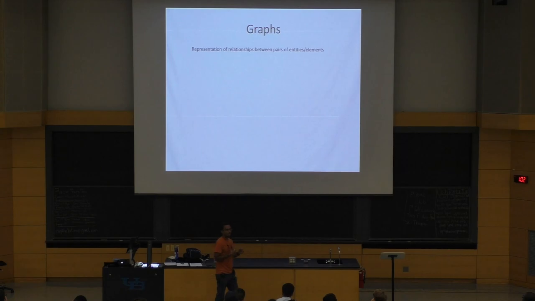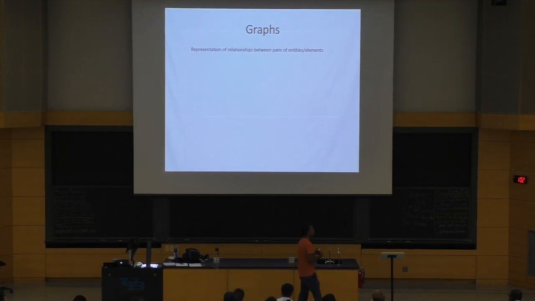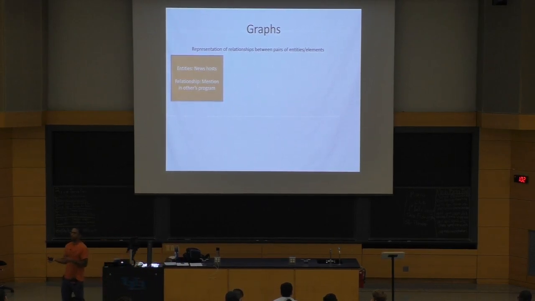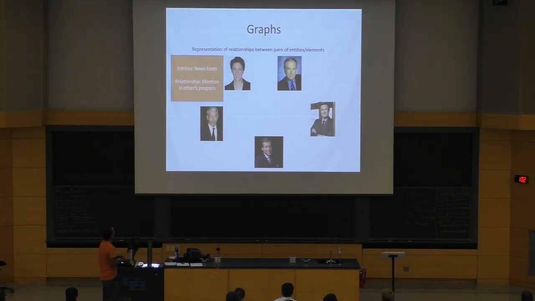But basically what graphs allow you to do is to represent relationships between pairs of entities, right? And this can take many forms. So here's one example. In this example, the entities would be news program or news program host. And there is a relationship between two entities if one is mentioned in the other show. Right? So this is Rachel Maddow, Bill O'Reilly, Joe Scarborough, Brian Williams, and Anderson Cooper. And so if you have followed news for the last however many years, it's not surprising that there's mention between Maddow and O'Reilly.